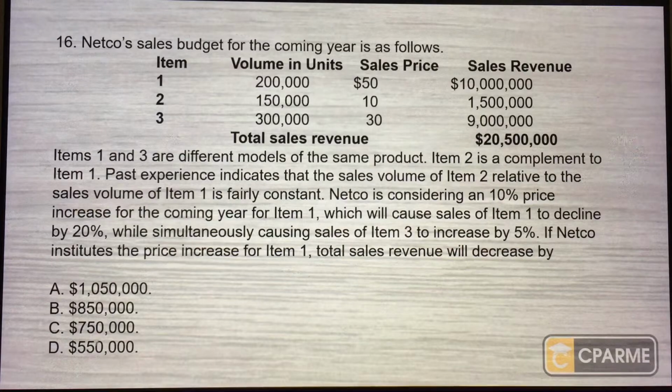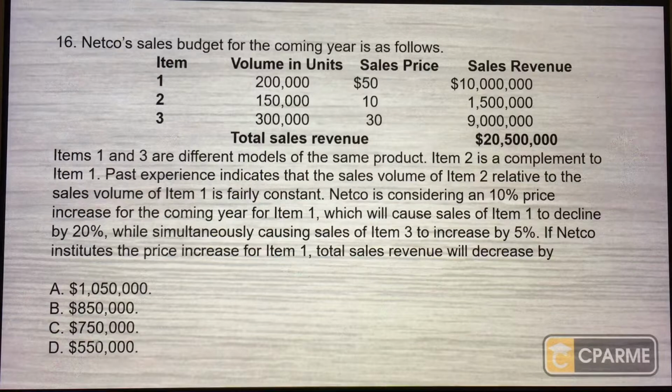Items 1 and 3 are different models of the same product. Item 2 is a complement to item 1. And past experience indicates that the sales volume of item 2 relative to the sales volume of item 1 is fairly constant. So meaning to say, any change in the volume of item 1 should have the same impact on the volume of item 2.